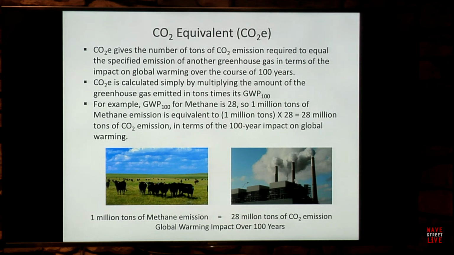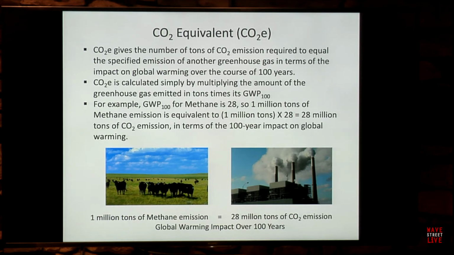Now there's another term here you'll come across, and I just want to hit it real fast. It's CO2 equivalent, usually written CO2e like this. And it gives the number of tons of CO2 emissions required to equal the specified emission of another greenhouse gas in terms of its global warming potential over 100 years. And it's real simple to calculate. You simply take the global warming potential number for a particular gas and multiply it times that emissions flow.